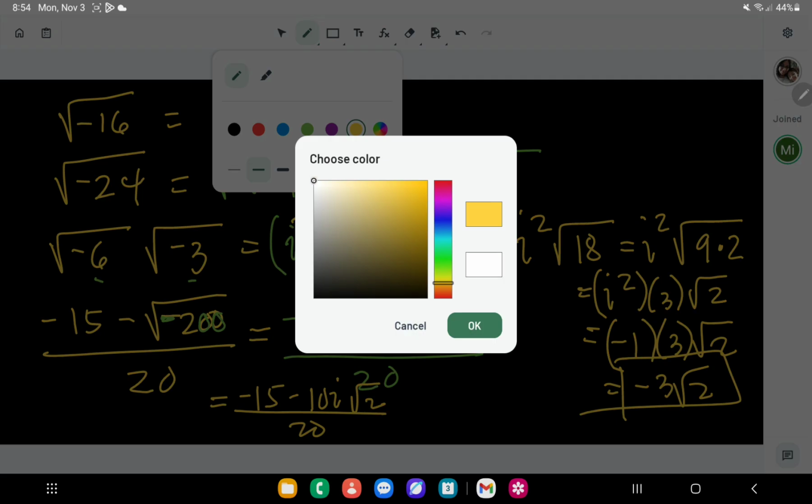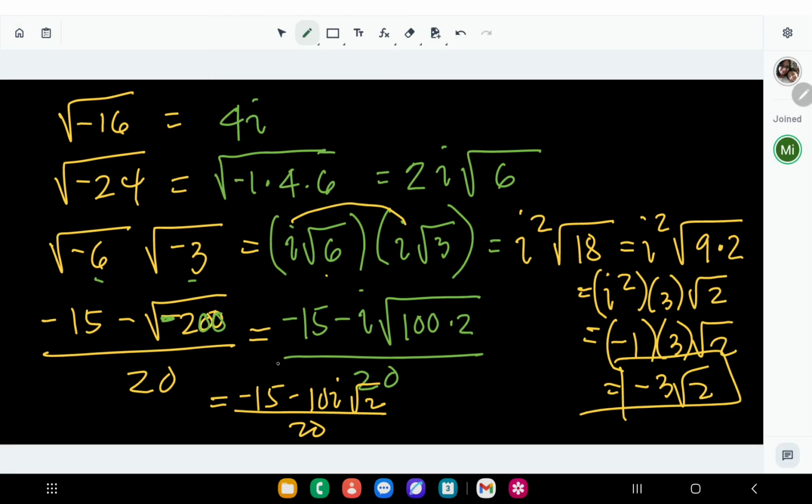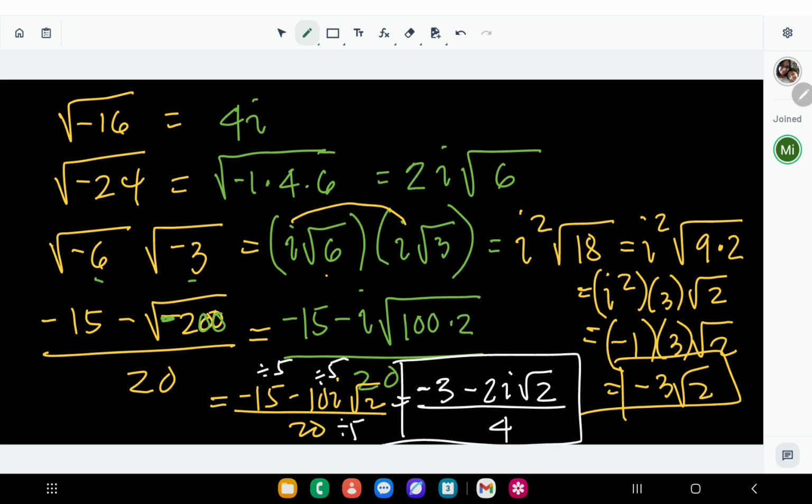And all of them are divisible by 5. Yeah? So you divide by 5, divide by 5, divide by 5. So negative 15 divided by 5 is 3. So that's negative 3 minus 2i square root of 2, over 20 divided by 5 is 4. So the answer is negative 3 minus 2i square root of 2 over 4. You understood? No? Oh, that's great.